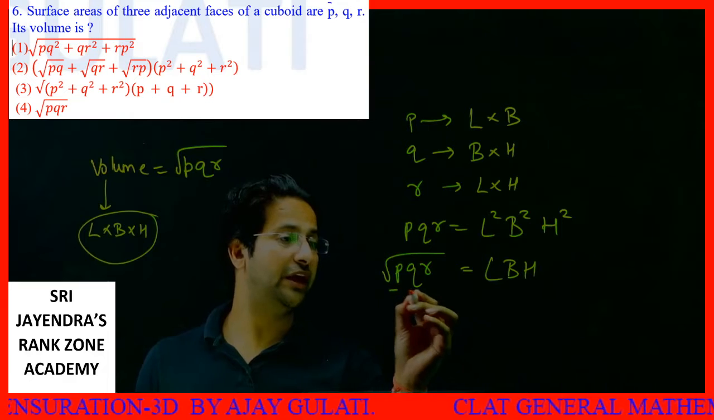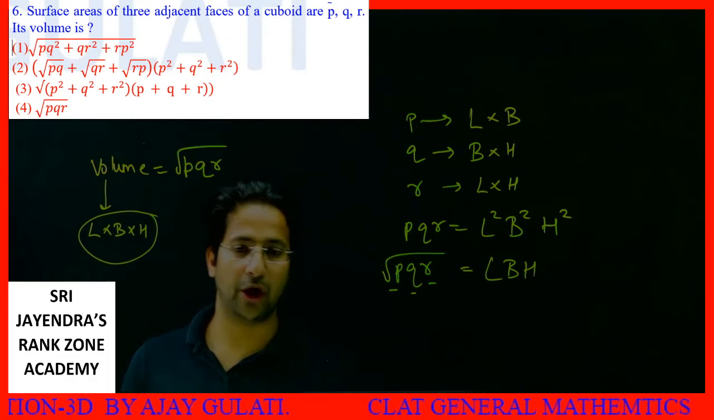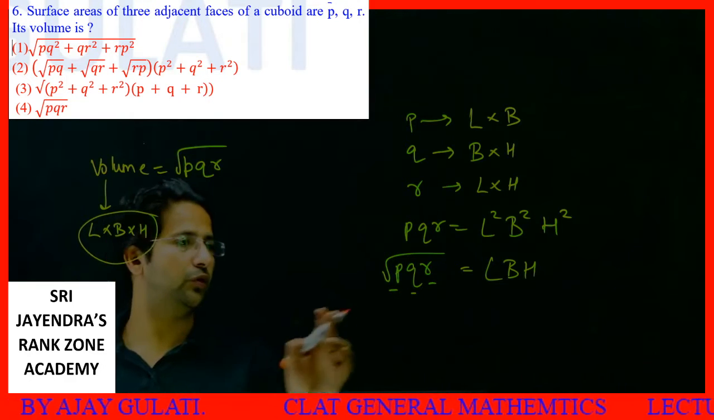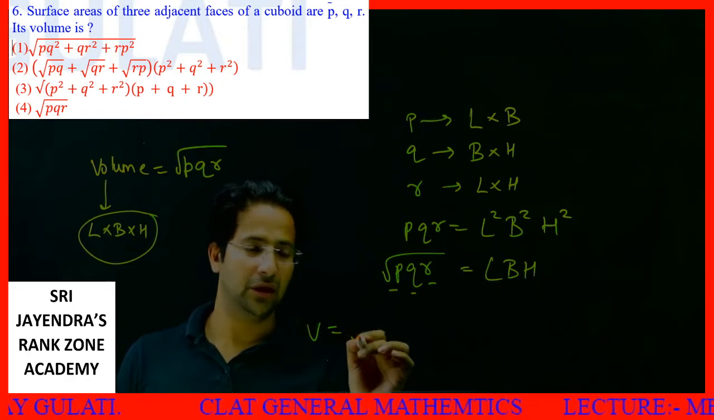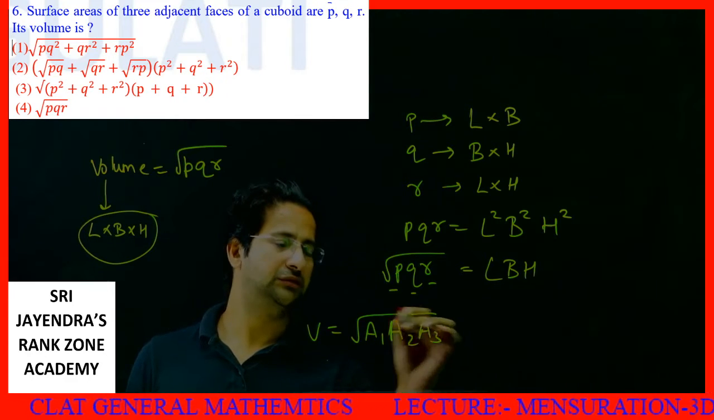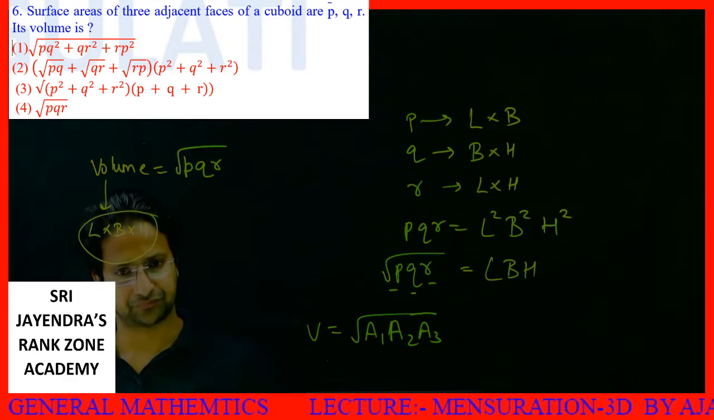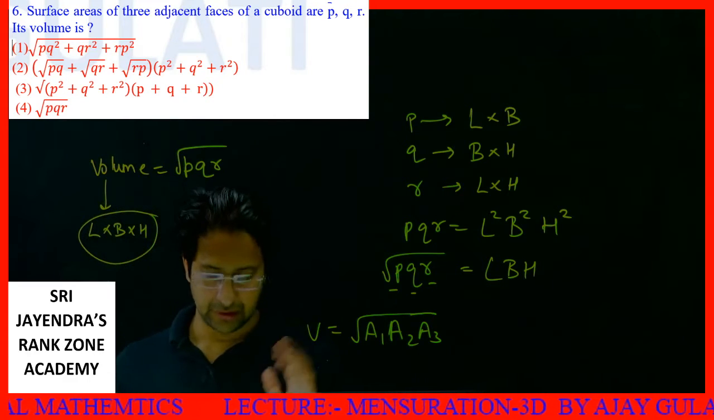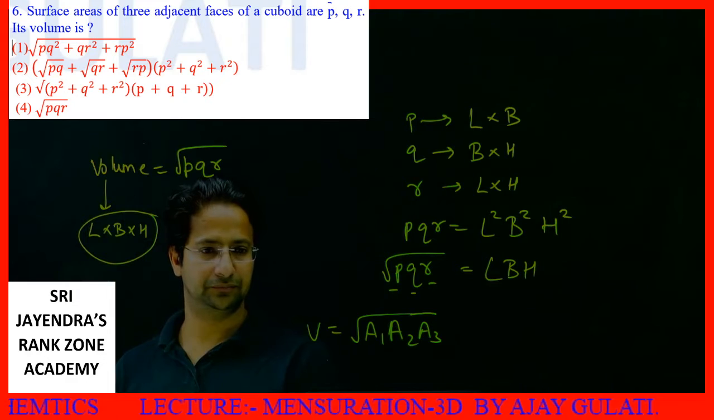If you know the areas of the 3 surfaces of a cuboid, you need to find the volume. What you will do? You just, volume will be under root area of first face, area of second face, area of third face. Okay, got it? Let's move ahead.